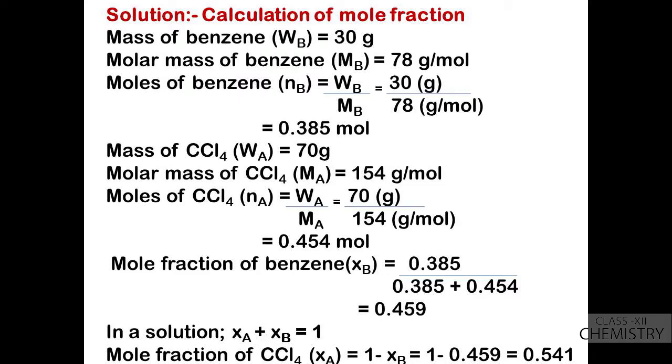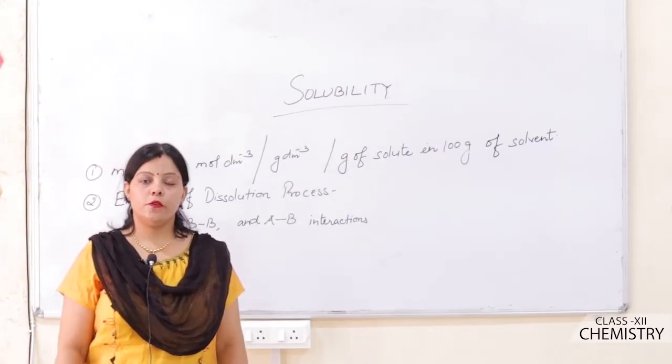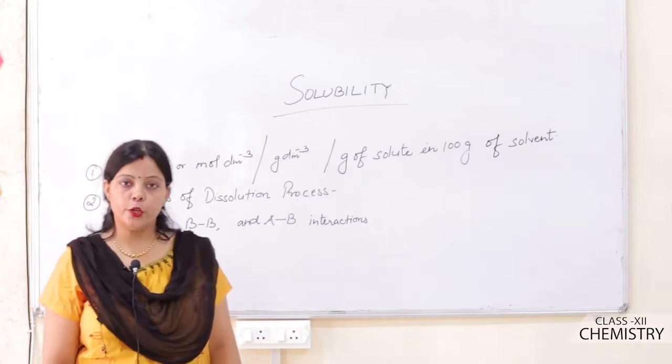In a solution, as I had already told you, Xa plus Xb, the total of the mole fractions of solute and solvent, is equal to 1. So the mole fraction of carbon tetrachloride, that is the mole fraction of the solvent, is equal to 1 minus the mole fraction of benzene, that is the solute, which is equal to 1 minus 0.459, which is equal to 0.541.